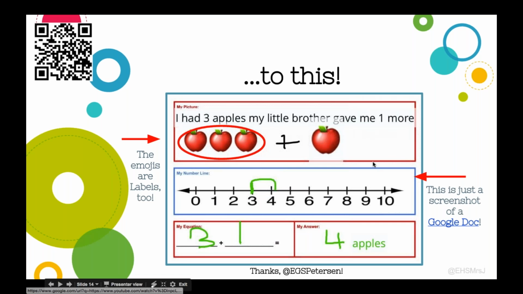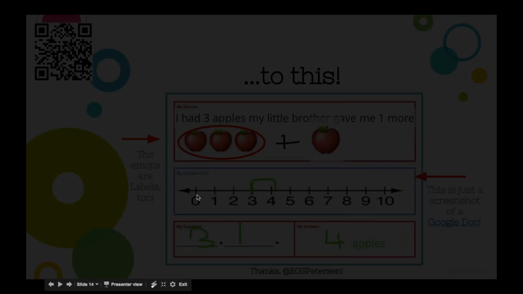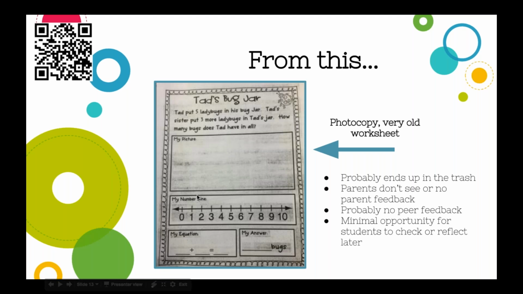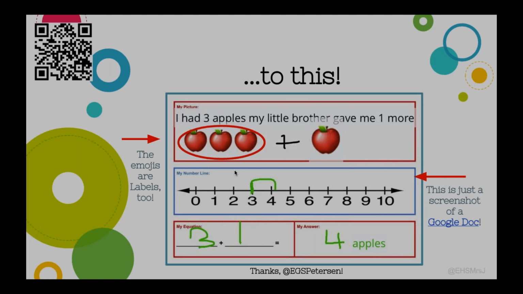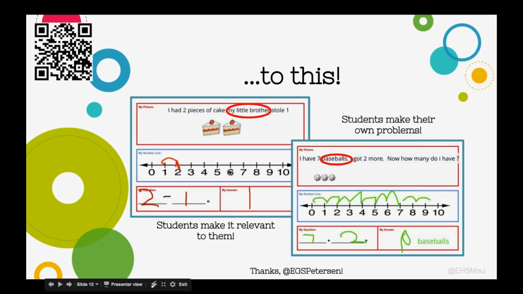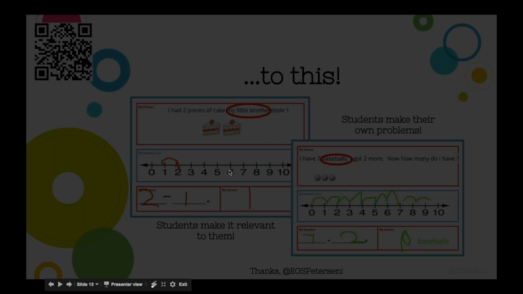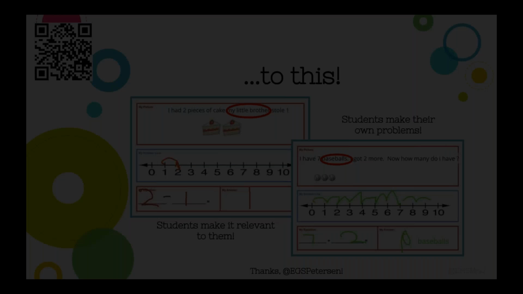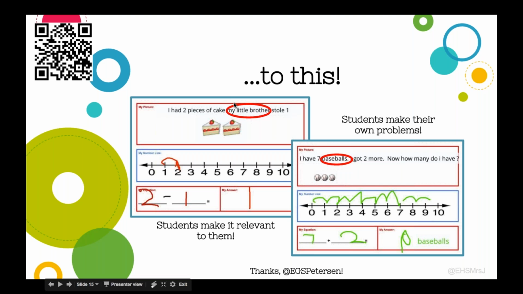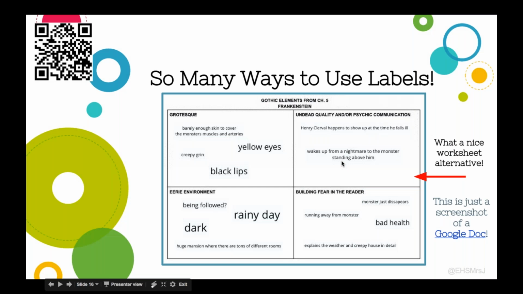Here's the video again. So making it in a Google Doc with tables, and look at the difference between this old worksheet and then this, where kids can type in, they can handwrite, and they can add emojis as labels. And why I like this too is that students got to create their own problem rather than just the problem that's assigned to them on this worksheet. And look how they made it relevant to them. This kid had a character in his problem that was a family member, and this kid got to include his interest, which is baseball. So that's really cool.